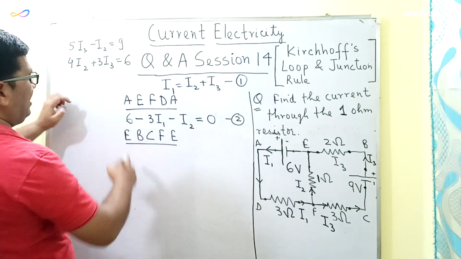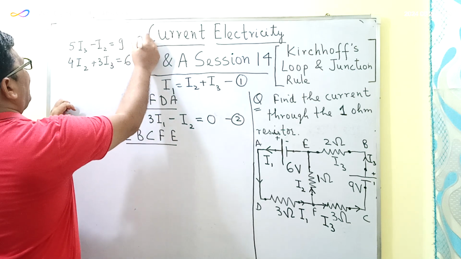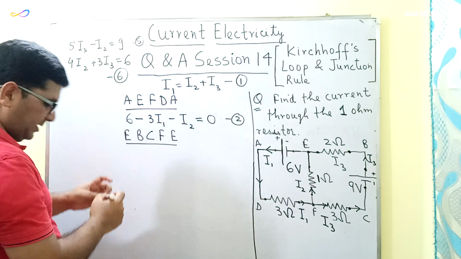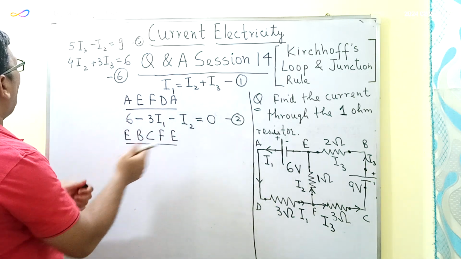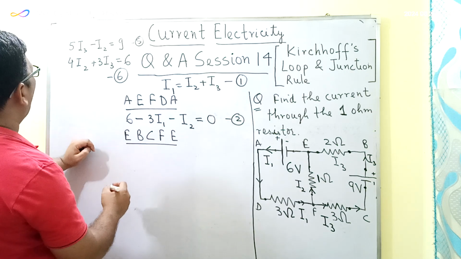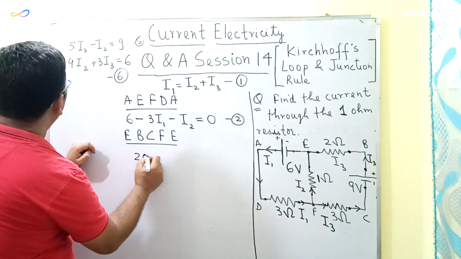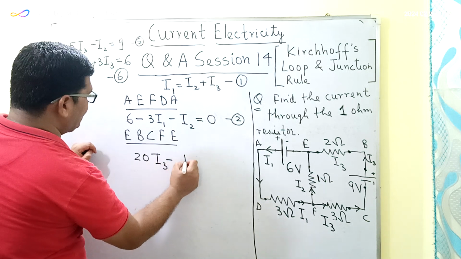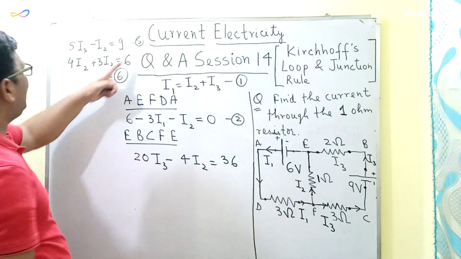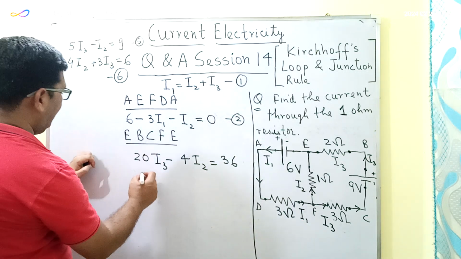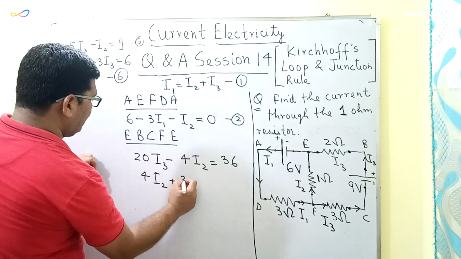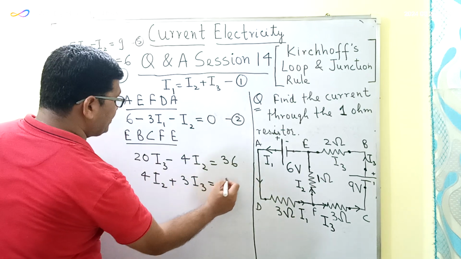So let us consider this equation number as 5 and this equation number as 6. From this equation number 5 and 6, what I will be doing is simply multiplying this equation number 5 by 4. So I will be getting 20I3 minus 4I2 is equal to 9 into 4, which is 36. And the equation number 6 is 4I2 plus 3I3 is equal to 6.